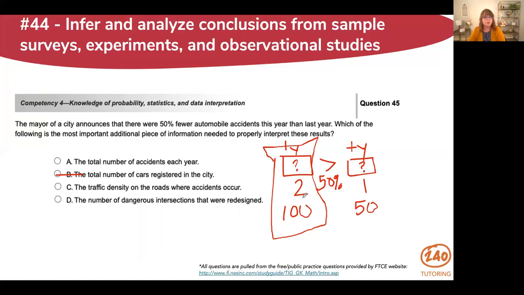The traffic density on the roads where the accidents occur. We are trying to interpret this data. That's completely separate data, a whole other variable. The number of dangerous intersections that were redesigned. Again, it's introducing another variable. To interpret this data, what we need is the total number of accidents each year. We need to know this. And if we know this, then we can calculate this. All right, so we need to know that total.